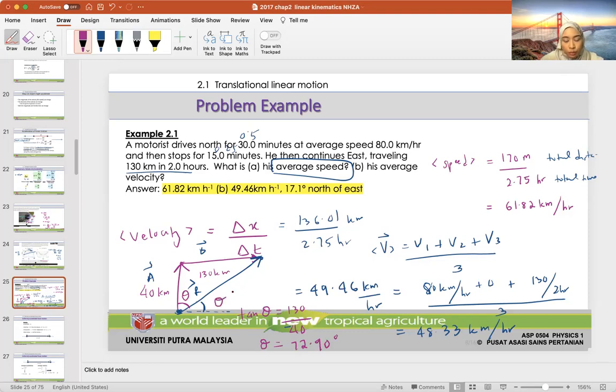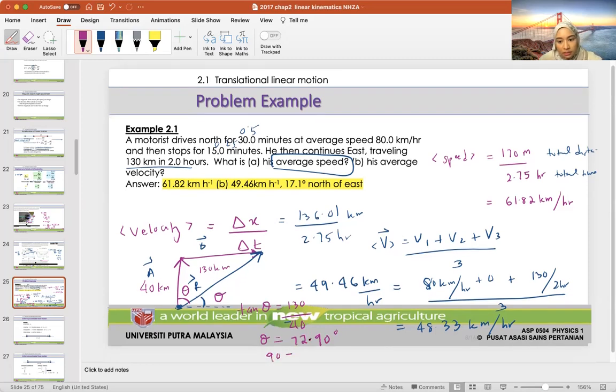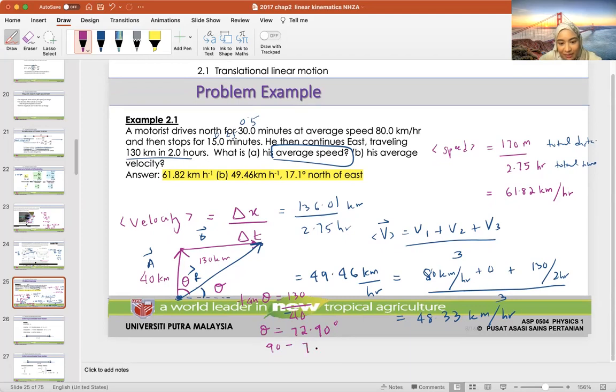I want to know with respect to the x-axis. What do I do? 90 minus 72.90. So you get 17.10. Okay? Always refer back to the x-axis.